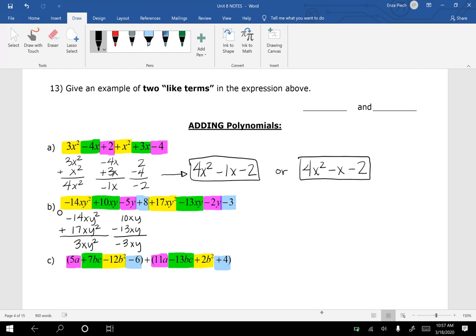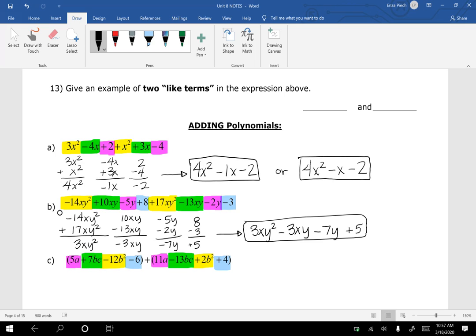Next comes pink terms. Negative 5y minus 2 more y yields a negative 7y. And then I have my constants. 8 minus 3, and I would get a positive 5. And the positive is important because it tells us the operation. So now again, we're going over here to the right, and we're going to write a very unified expression. 3xy squared minus 3xy minus 7y plus 5. And that is our simplified solution for letter B.